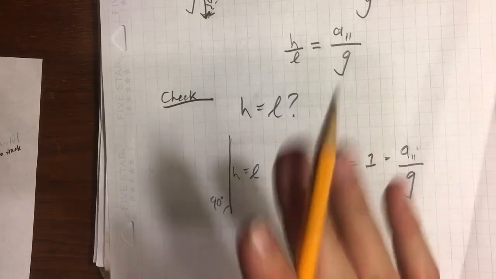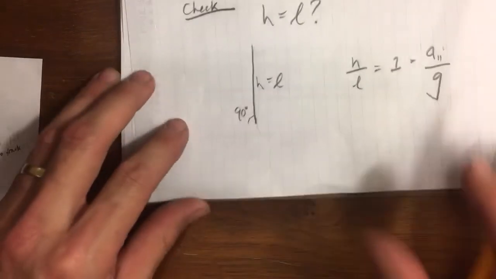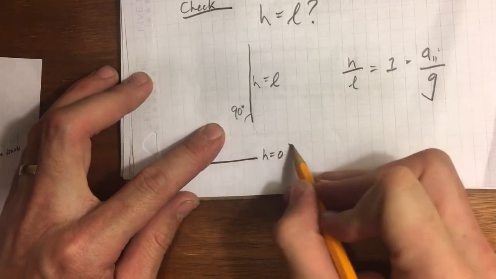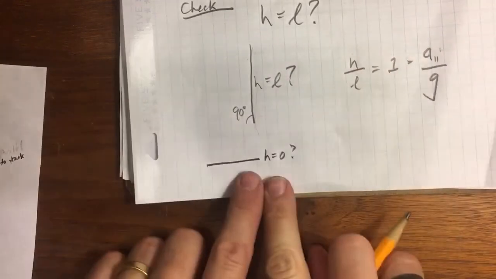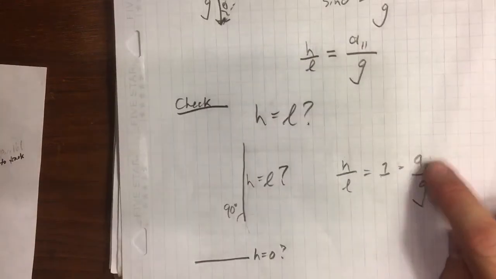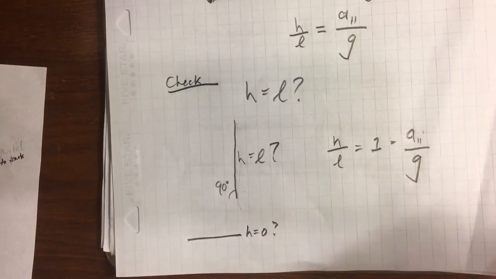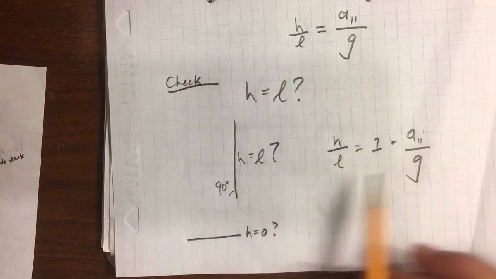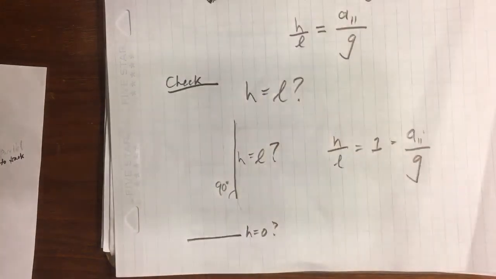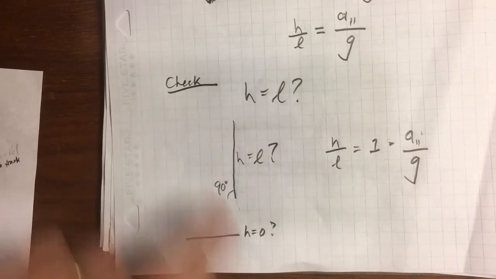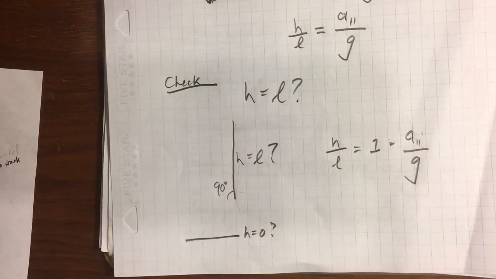We could also do a check, I'll leave it to you to see how it would work, but what if h equals 0? What would that look like? What would acceleration have to be if the height of the ramp was 0? You probably already know the answer, but it's worth checking the math to make sure that it works out. In general, looking at two different extremes for a situation can be a good way to see if your strategy is working out.